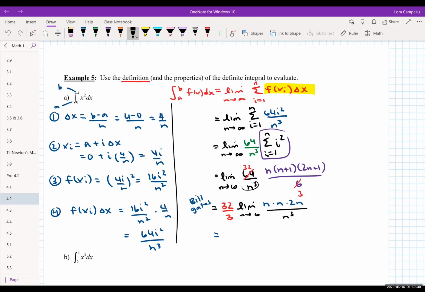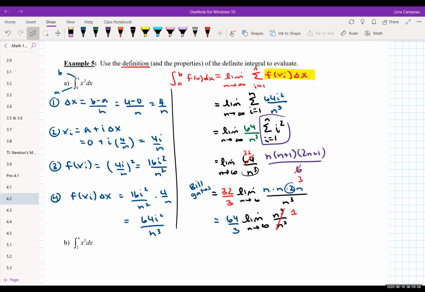I'll make it a little prettier for you just so you see. So what I can do, save myself some time, this 2 can come out to the front. So 32 times 2 is 64 over 3. Just so that you see this, I have the limit as n approaches infinity of n cubed over n cubed. Well, what do those n cubes do? They end up dividing out to be 1. And what is the limit of 1? It's 1. So your final answer for that integral is 64 over 3.